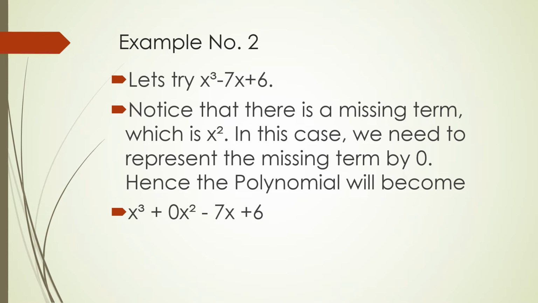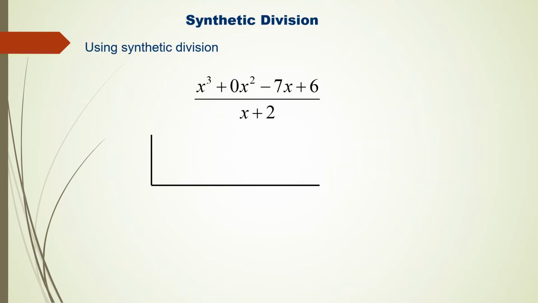In this case, we need to represent the missing term by 0. Hence, the polynomial will become x cubed plus 0x squared minus 7x plus 6. So, it is very important for you to represent the missing term by 0 because it will affect your solution in the synthetic division. So, let's find out. Using synthetic division, x cubed plus 0x squared minus 7x plus 6 divided by x plus 2.